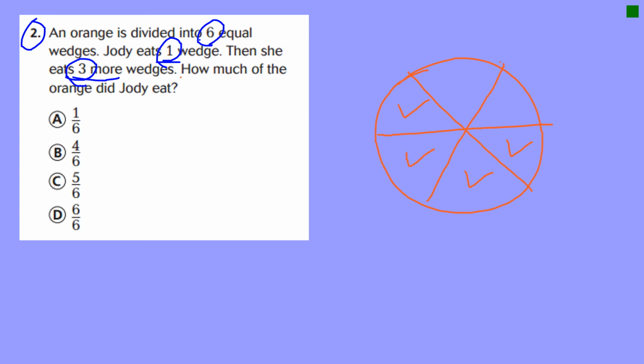And let's always go back. What are they asking again? How much of the orange did Jody eat? She ate 1, 2, 3, 4. She ate 4 out of how many pieces make the whole thing? 6. She ate 4/6 of the orange. All right? Beautiful.